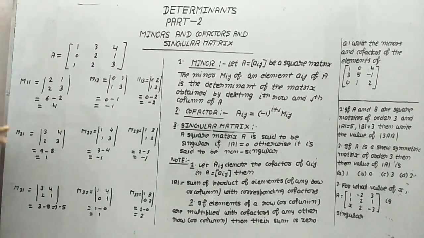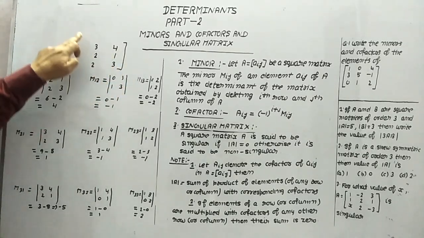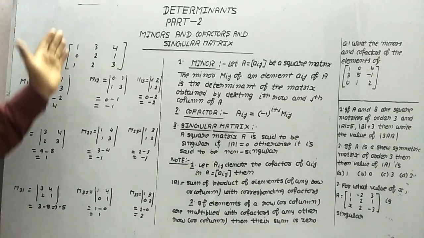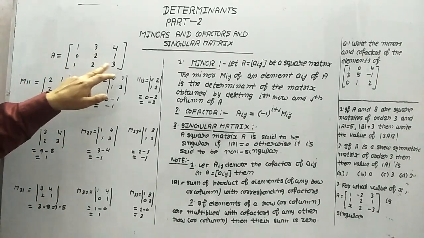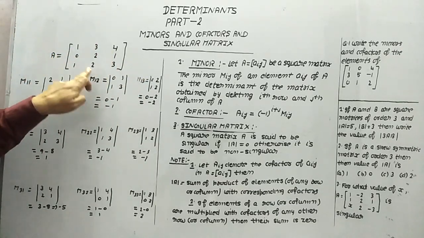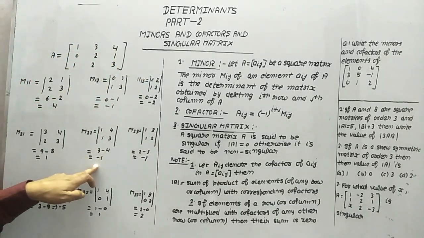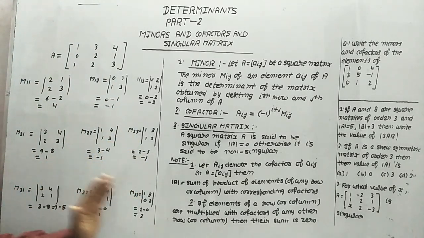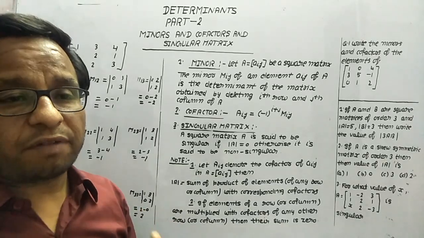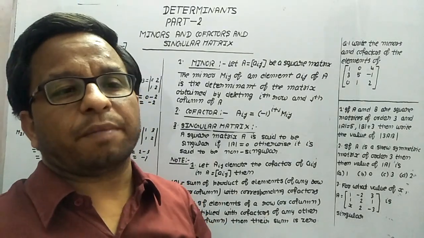Similarly, we can calculate M21. M21 means second row, first column. If we eliminate this row and column, what will be the left part? 3, 4, 2, 3. Calculate this determinant. This will come 1. Similarly, M22 means second row, second column. What will be left? 1, 4, 1, 3. Calculate this, minus 1 will come. Similarly, M23, M31, M32, M33. It means if we have a 3 by 3 square matrix, then we have 9 minors, one for each element.